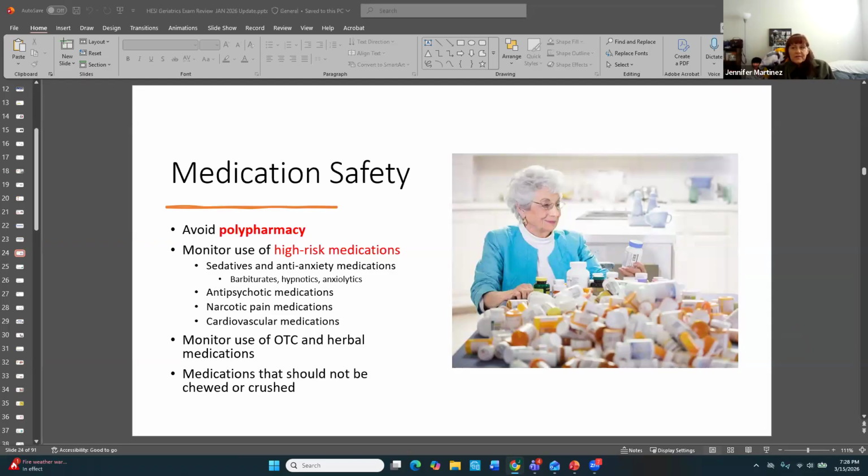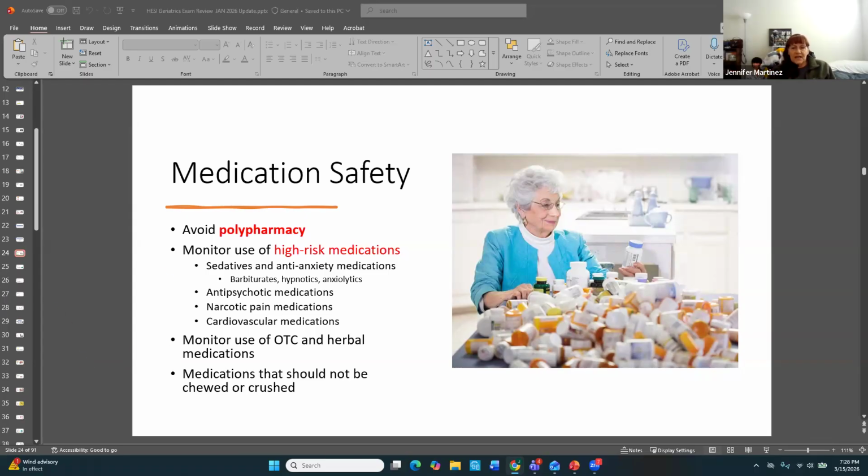So polypharmacy, right? That's use of more medications than clinically indicated. It's a common problem in our older adults. Older adults use a lot more medications than younger adults do. They may also be using over-the-counter products, vitamins, minerals, supplements, things like that, which is all going to increase the risk for medication interactions. So we want to monitor the use of these high risk medications.